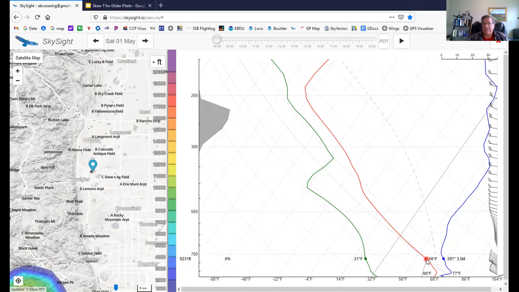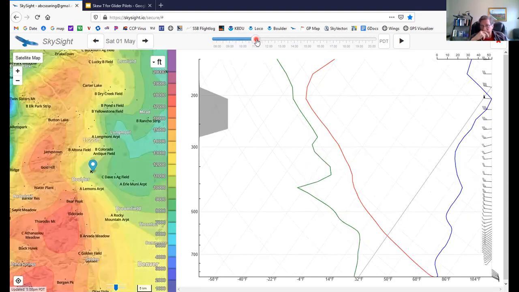the trigger temperature. So if we jump forward to 11 o'clock, we can see now that the temperature is getting to be close to 77, things are starting to work. We're starting to get some thermal action going on. And you don't get an inversion until you get to pretty close to 18,000. So let's jump forward to maybe 1 o'clock.